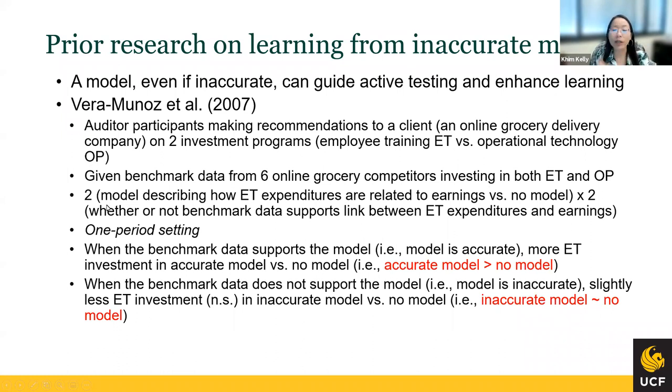Then they have a 2x2 experiment. First variable is a model that describes how great these employee training expenditures are in terms of impacting earnings versus no model. The other variable is whether or not this benchmark data on competitors supports this link, that ET is great, all right? One period setting, and this is important because it leads on to my follow-up study.